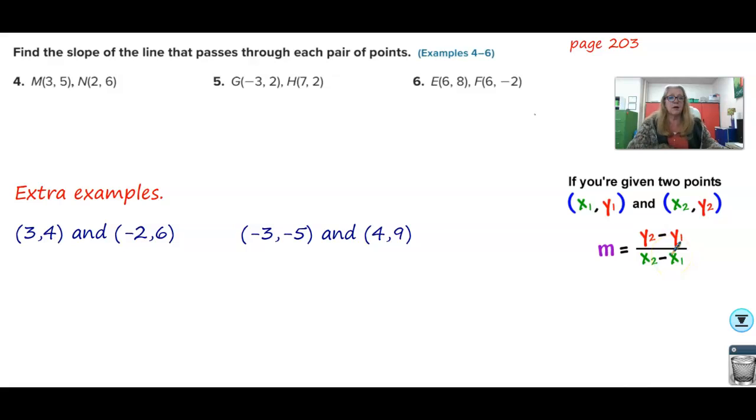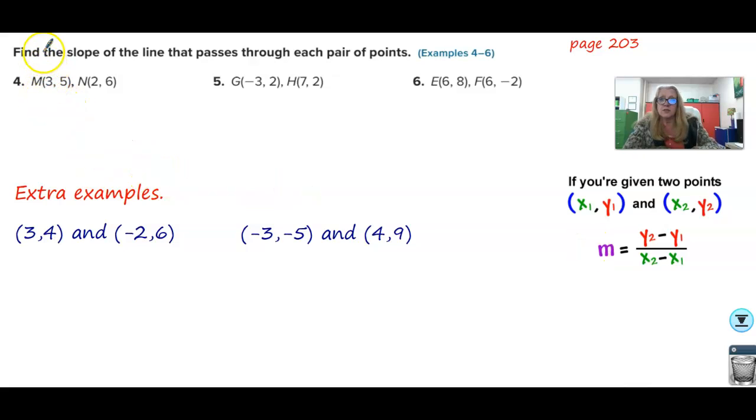Also remember the most common mistake I see in course 3 and in algebra is kids putting the x's on top and the y's on bottom. I know you're used to seeing it that way because x always comes first, but in slope, the y's have to be on top and the x's are on bottom.